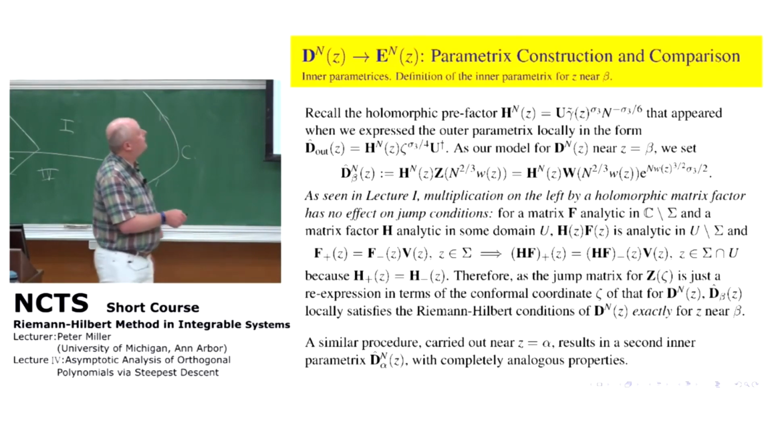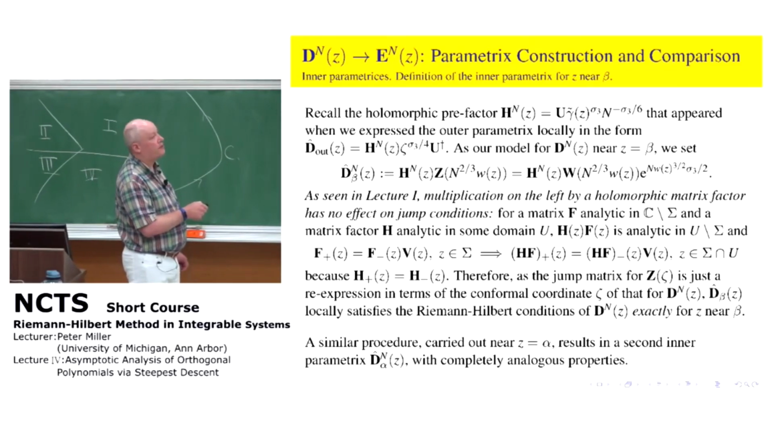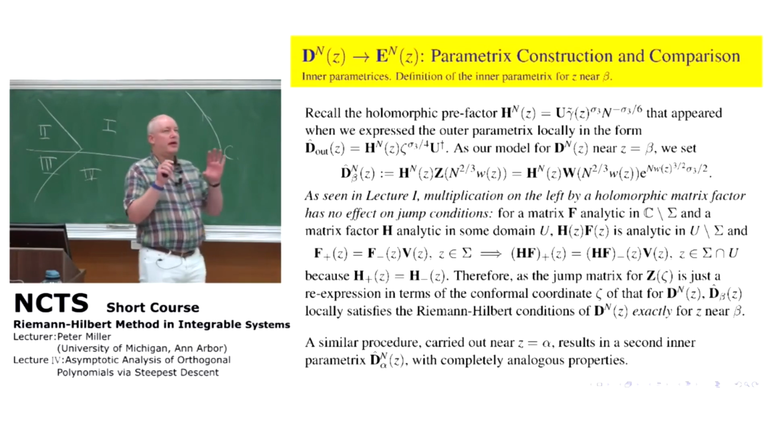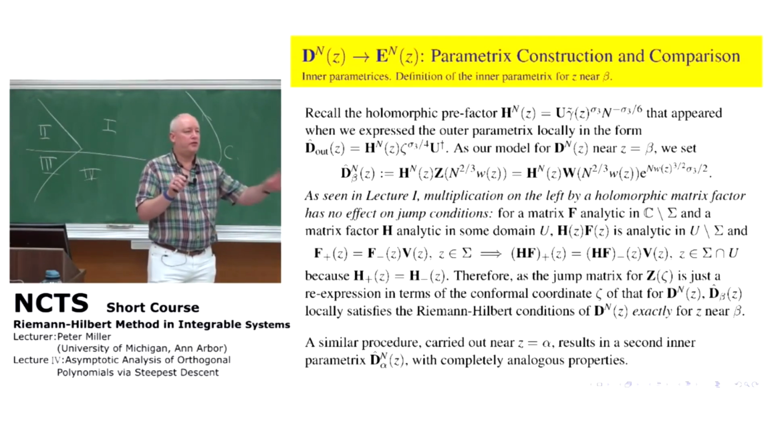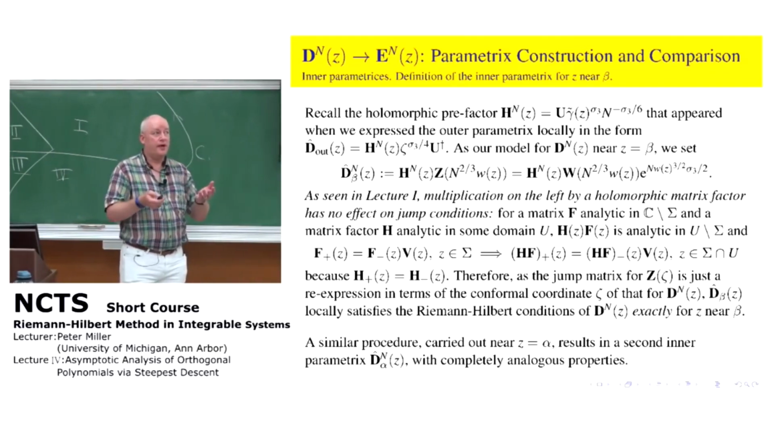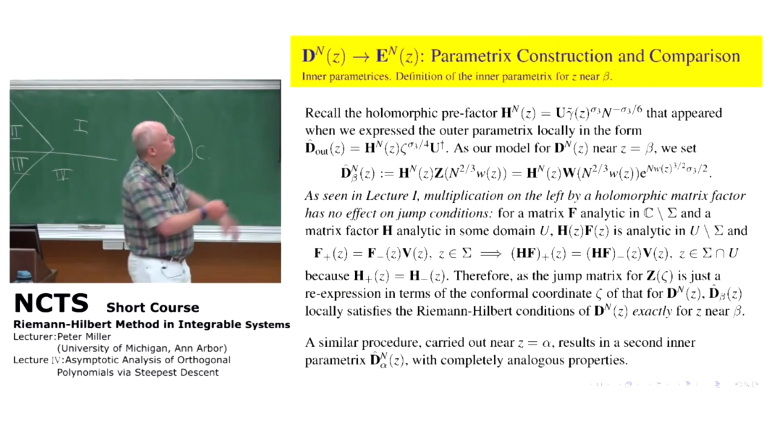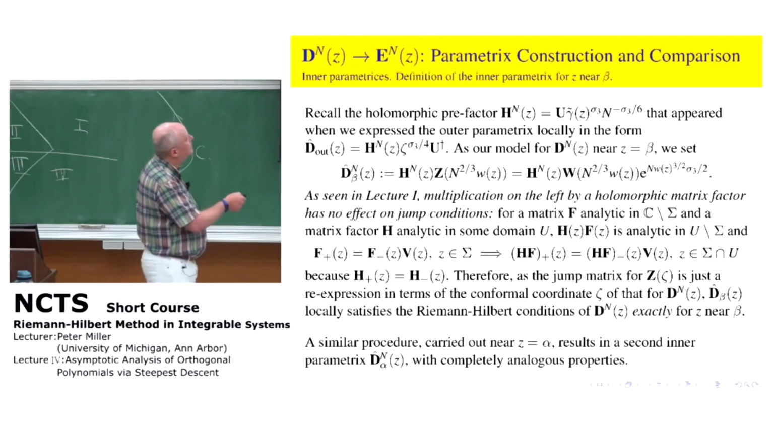All right, so now we're almost done with building this inner parametrics. Let's recall the holomorphic prefactor Hn of Z. Remember, we took the outer parametrics and resolved it into a holomorphic prefactor close to beta, and then some other terms that we could write in a convenient way in the variable zeta. That's the part that we use to normalize this Riemann-Hilbert problem. But then we have to put back this holomorphic prefactor.